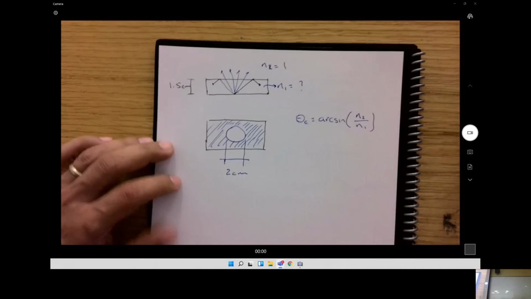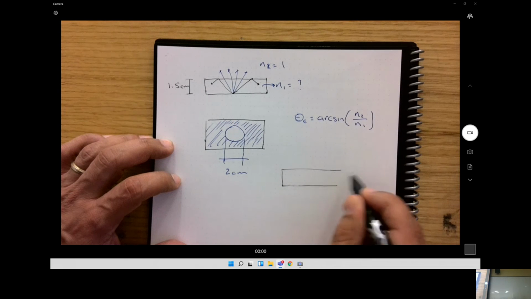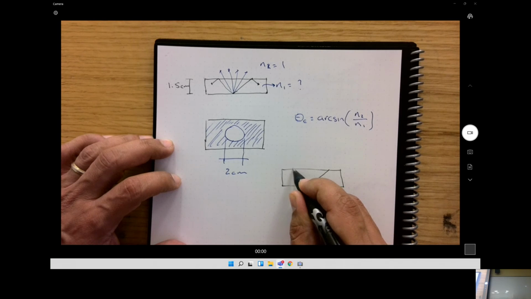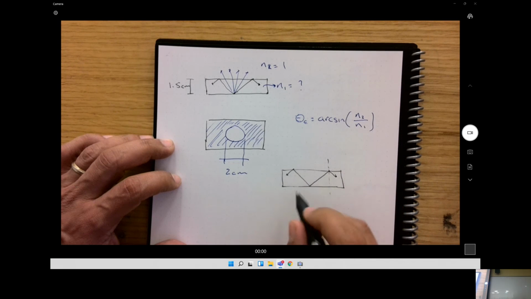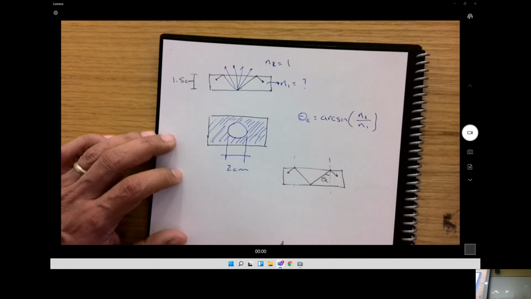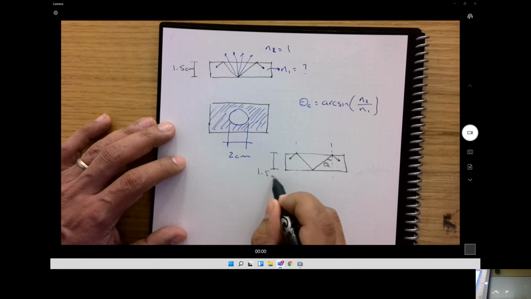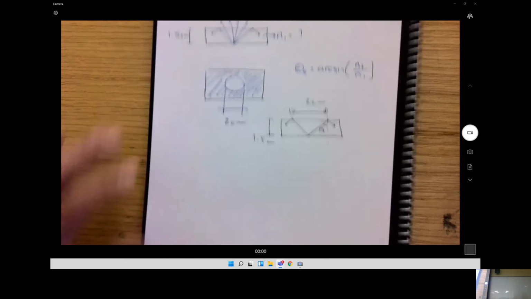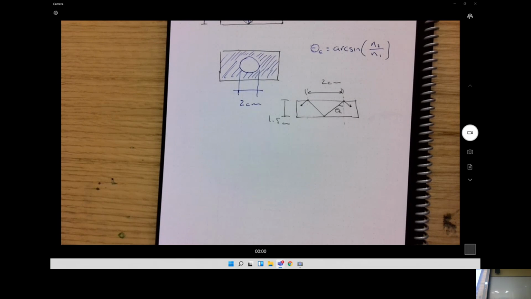So remember, we're gonna redraw this part. That's the critical angle. Okay, so I know that this distance is 1.5, and this distance is 2 centimeters. So can you find that angle?